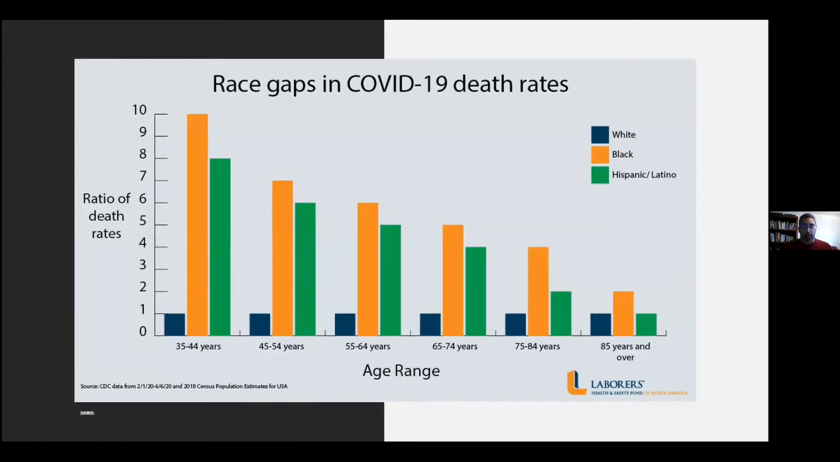The dark blue color represents those who are white, the orange represents those who are Black, and the green represents those who are Hispanic or Latino. There are many different theories as to why these race groups exist when it comes to medical diseases.